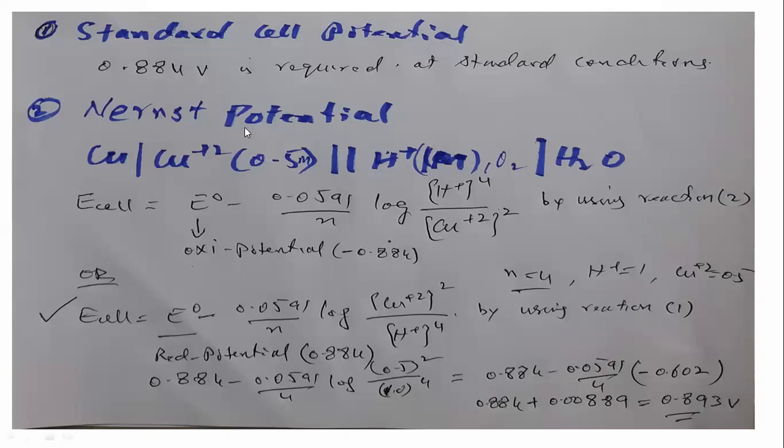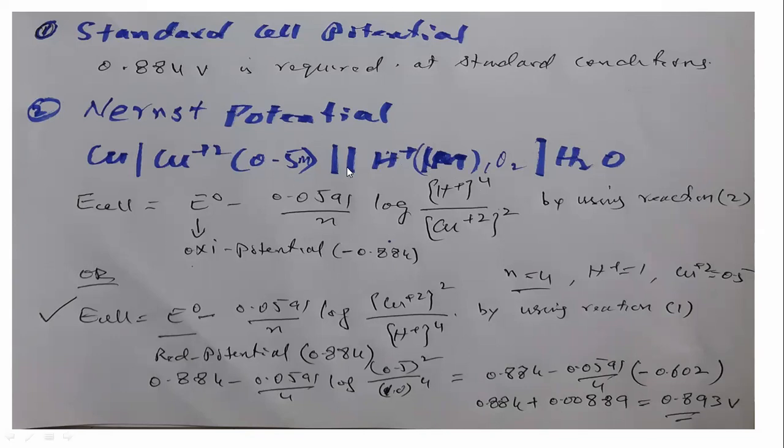Second is, what would be the Nernst potential? In case the concentration of copper ion is not unit concentration, that means it is not 1 molar concentration, it is 0.5 molar concentration. I am just assuming, and you can do it yourself with any concentration at home. And the hydrogen ion is again 1 molar concentration, and also you can take it as a different concentration. It is up to you.